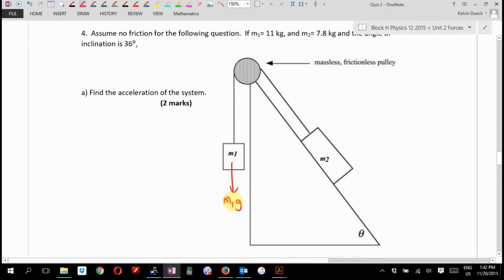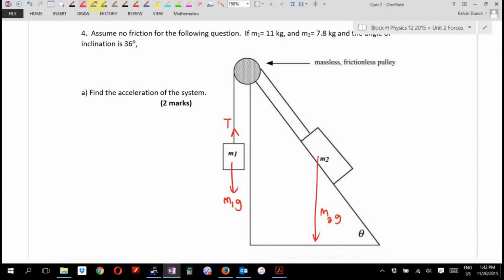What else? Yep. Is there a normal force on mass 1? It's not touching the ground. Is it? No. Is it touching the wall? Nope. So there's no surface pushing on it? Nope. That's it. What are the forces acting on mass 2? Guys? Shh, sorry, a little quieter. What are the forces acting on mass 2? Get the obvious one. I'll call it m2g.